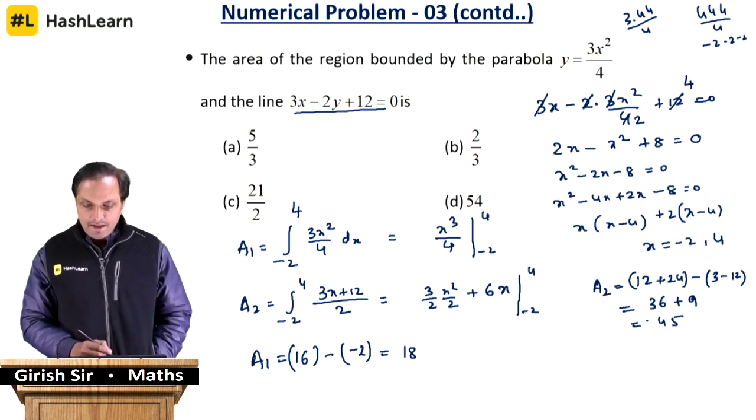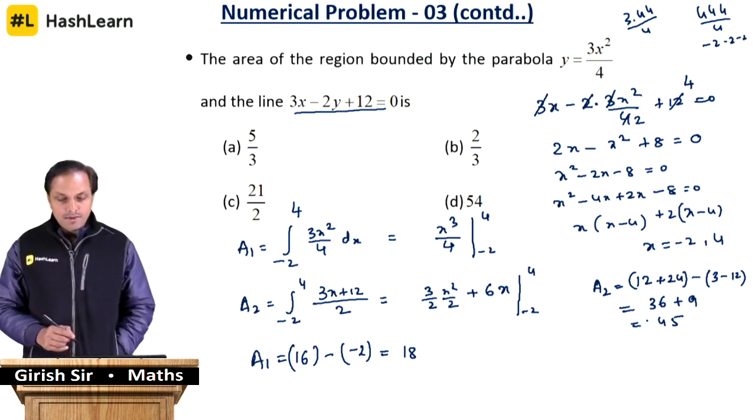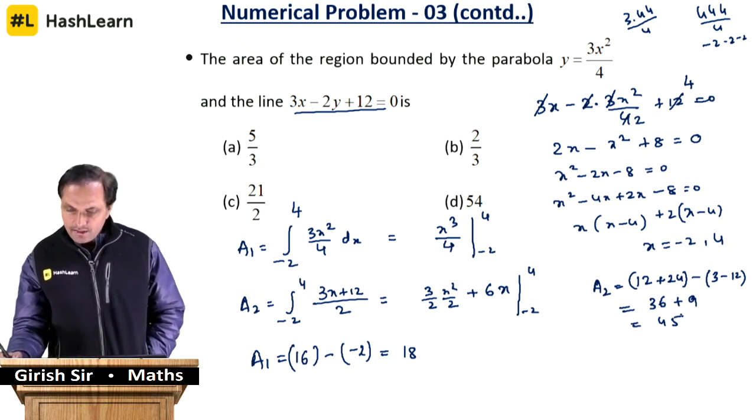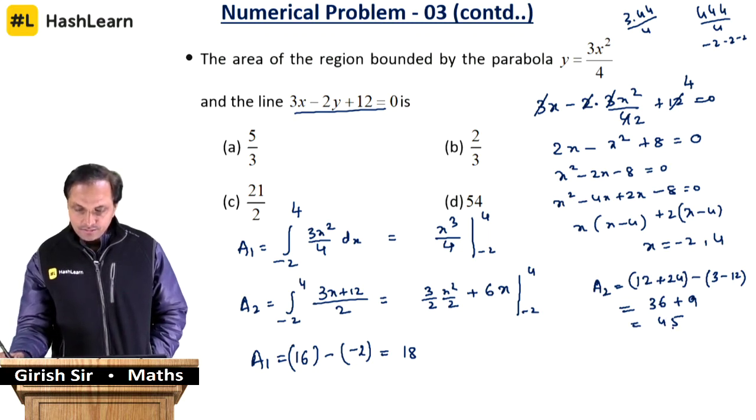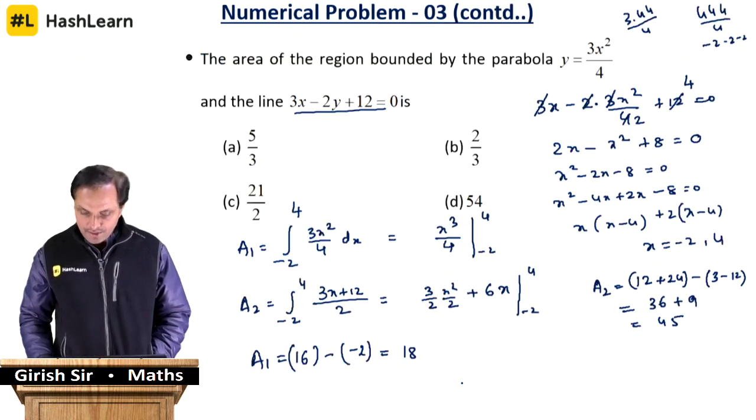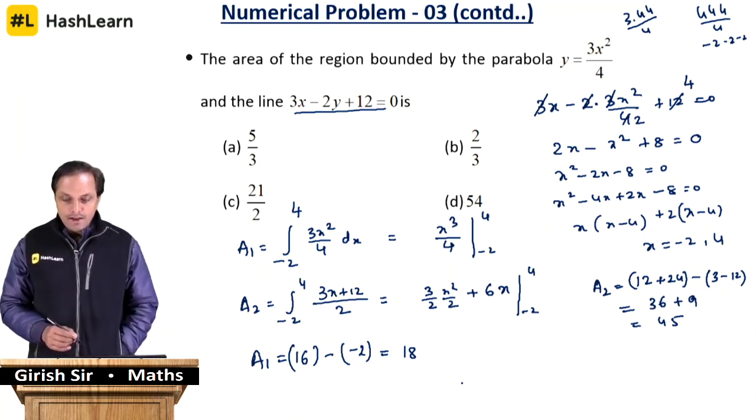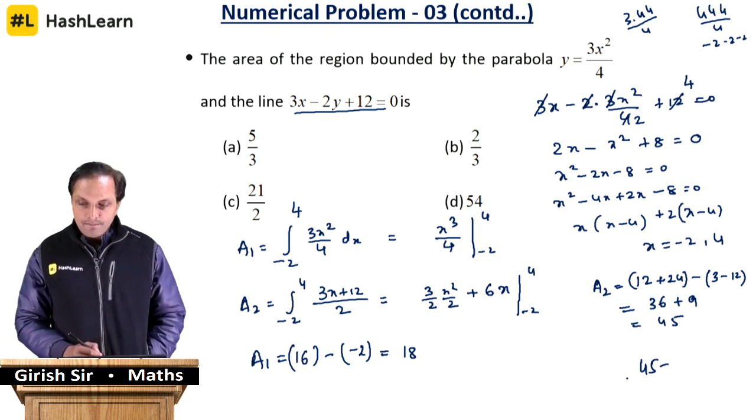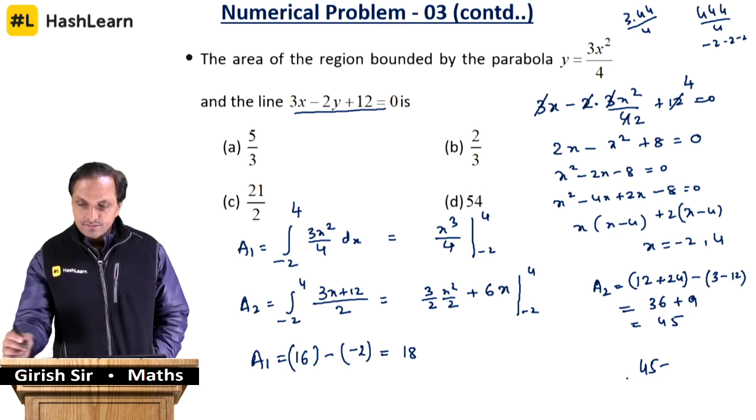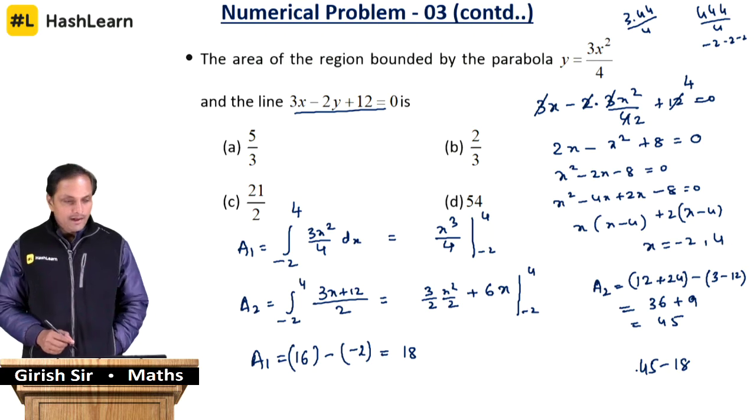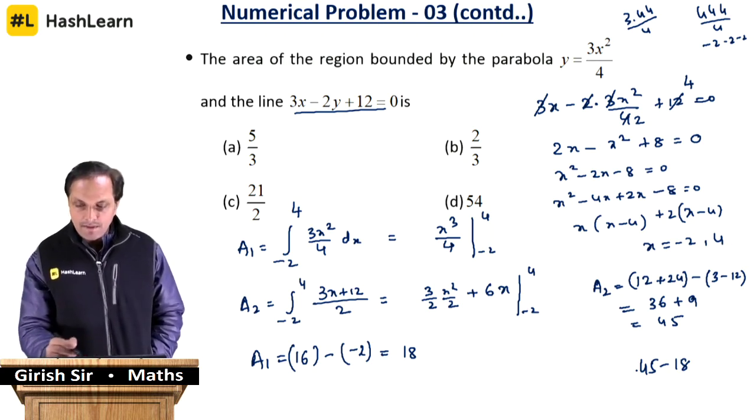So what will be the final answer? Is it 21 by 2? Let me check it out. Area 1 is with the straight line. With the straight line, what area are we getting? With the straight line we are getting the area as 45. Minus, and with the parabola, that is 3 into x square by 4, we are getting minus 18. 45 minus 18. Let me cross-check once again the simplification part.